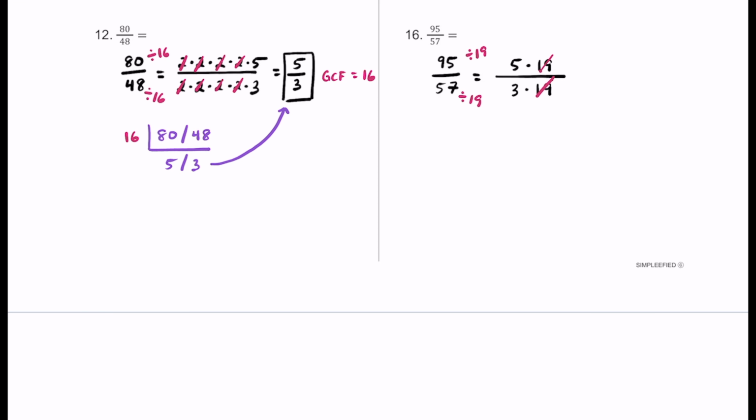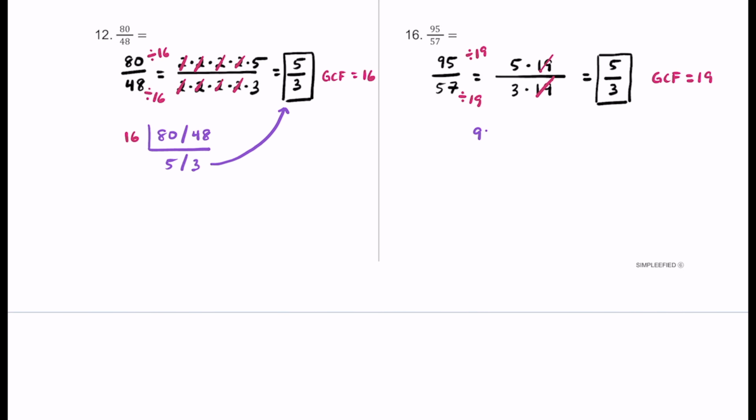So on top here, 95 divided by 19 is equal to 5, which is what we were left with. And on bottom, 57 divided by 19 is going to be 3. So we have a final fraction of 5/3. 5 and 3 are relatively prime. And our GCF that we use to kind of get this smaller version of the same fraction is going to be 19. That was their GCF.